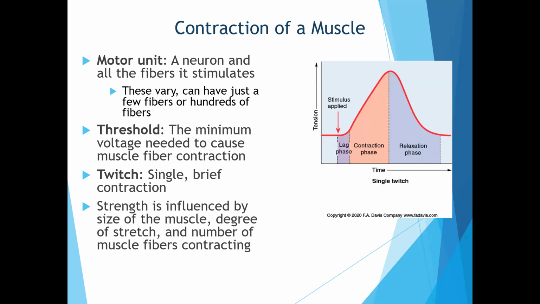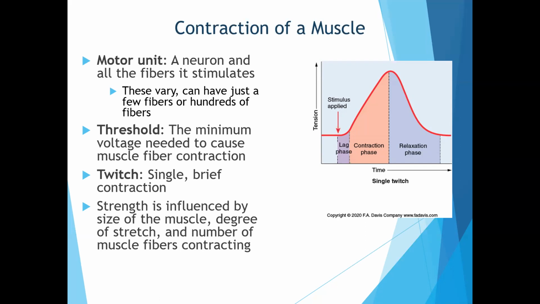Okay, talking a little bit more about the contraction of a muscle. So you have your motor unit, that's the neuron and all the fibers that it stimulates. So your motor neuron is the neuron itself. The motor unit is that neuron plus all the fibers that it stimulates. And so as I said before, they can be just a few fibers included in the unit, or it could be hundreds and hundreds of fibers.